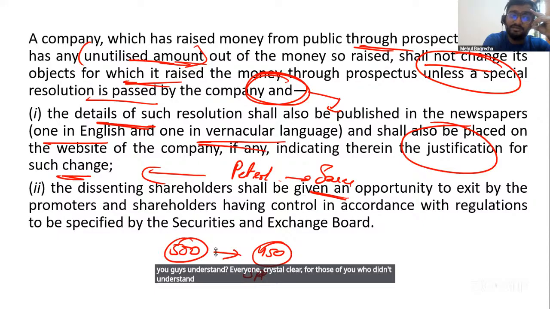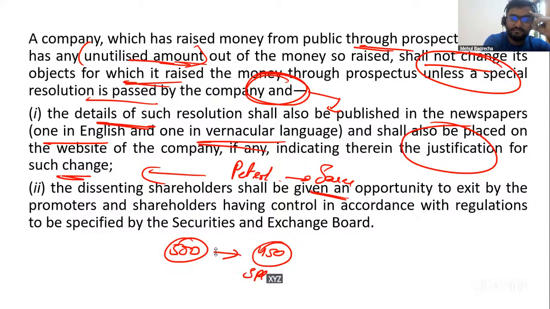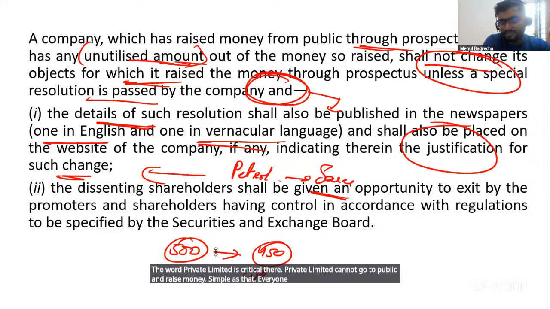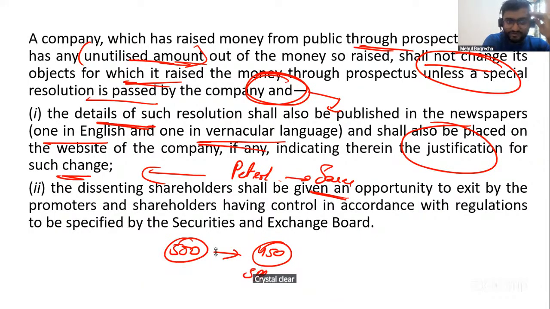What is the name of the company? XYZ private limited. The word private limited is critical there. A private limited company cannot go to the public and raise money. Simple as that. Everyone understood the point? Crystal clear with what we have discussed so far.